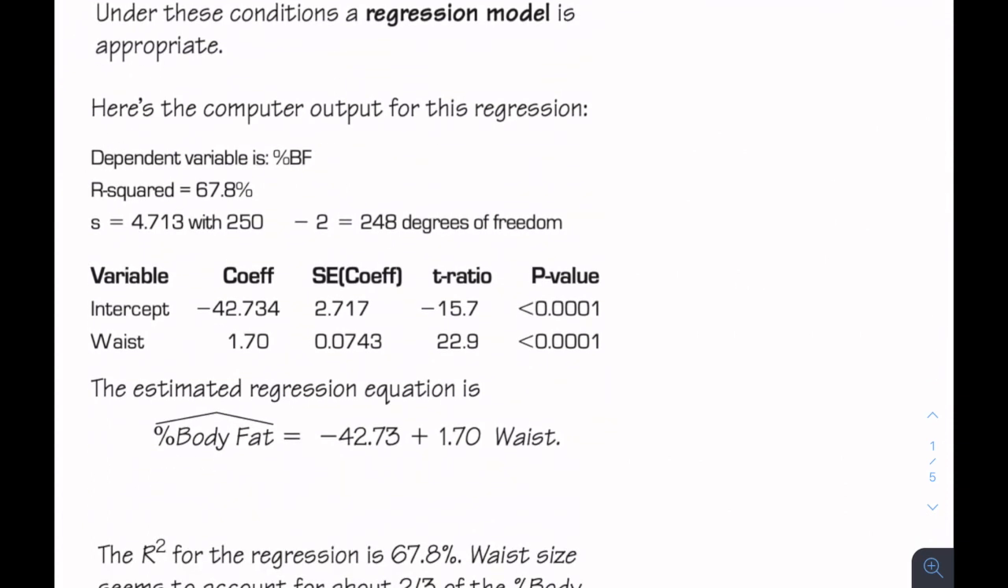This is what the computer output for the regression is going to look like. It says what our dependent variable is. Let's outline this: this is our y, or dependent variable, our response variable. And down here, this is our explanatory variable, or our x. We get our r squared, which is 67.8%, the standard error of our residuals at 4.713, and our degrees of freedom of 248.